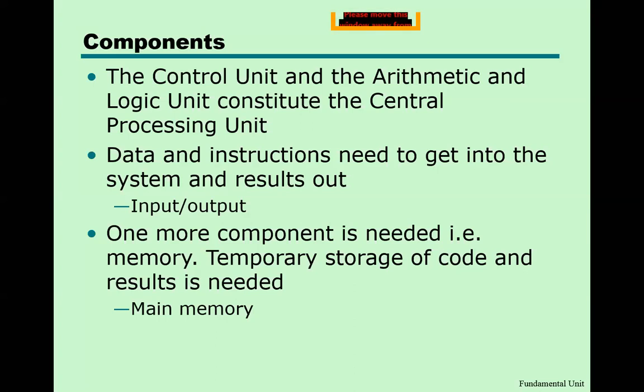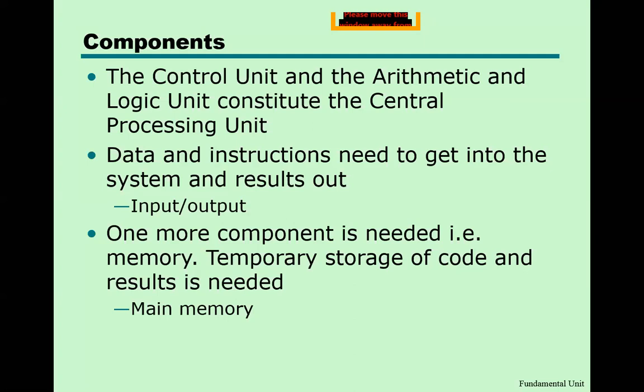In the CPU, there is a control unit as well as the ALU, arithmetic logic unit. So the CPU is one component. The second component is the input-output unit. Through the input-output unit, you can provide data as well as instructions. So data and instructions need to get into the system, and through the output system, the result comes out. So one is your CPU, the second is the input-output unit, and the third is memory.